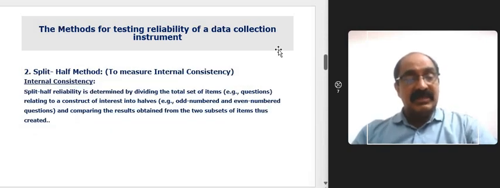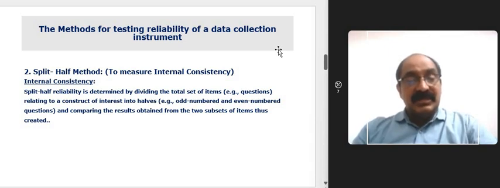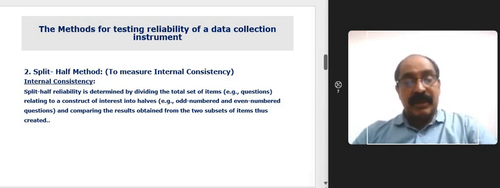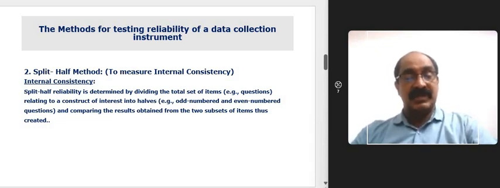The next method is the split-half method. This is to test the internal consistency of an instrument. Normally when we develop a questionnaire, there may be several items related to the parameter which we are going to measure. For example, if I am trying to measure the self-confidence of an individual, there may be around 20 to 30 items related to the parameter which I am going to measure, that is, self-confidence.